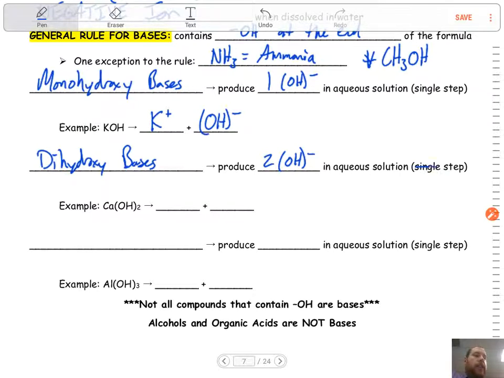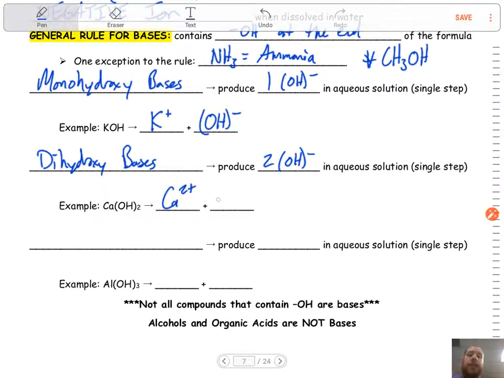Oh, I forgot to change this. This is not a single step. This is a two-step. Okay. Oh, I'm sorry. No. Excuse me. Got sidetracked. No, it's still a single step, okay? Whereas acids, it takes multiple steps. These guys are going to just split right up, okay? They're ionic compounds, so they're going to split right up. That is the difference between bases and acids. My apologies for that. I was thinking of acids.